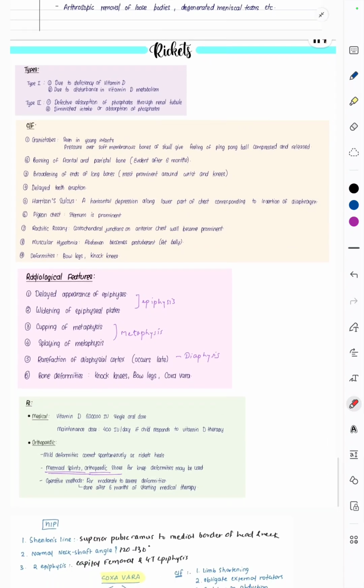Next is rickets. Rickets can be divided into type 1 and type 2. Type 1 is because of vitamin D, type 2 is because of phosphates. Type 1 is because of deficiency of vitamin D or disturbance in vitamin D metabolism. Type 2 can be because of defective absorption of phosphates through the kidney, or diminished intake or absorption of phosphates.